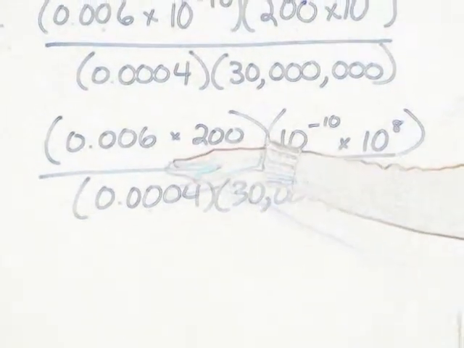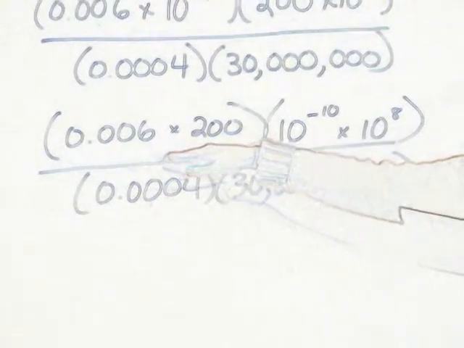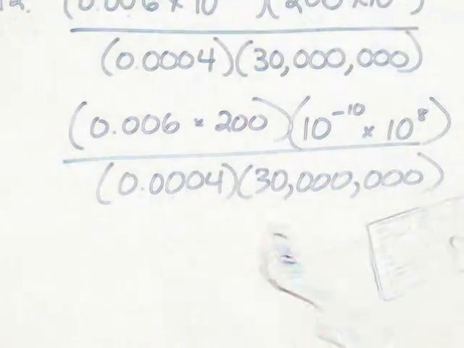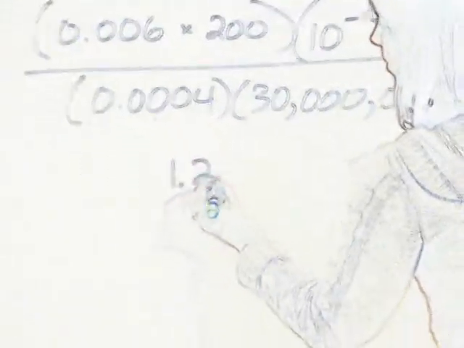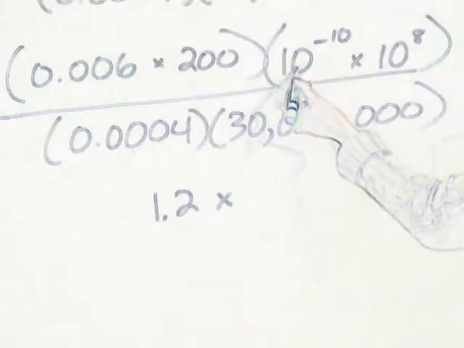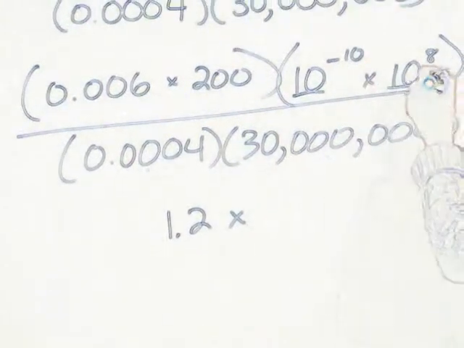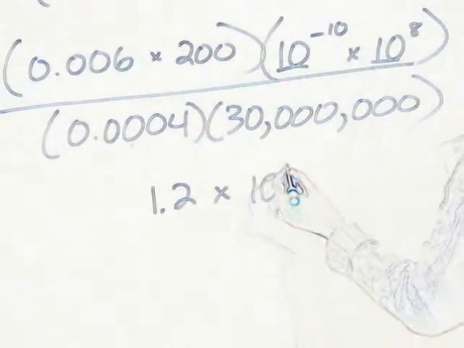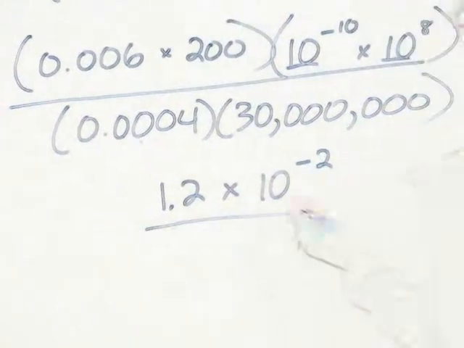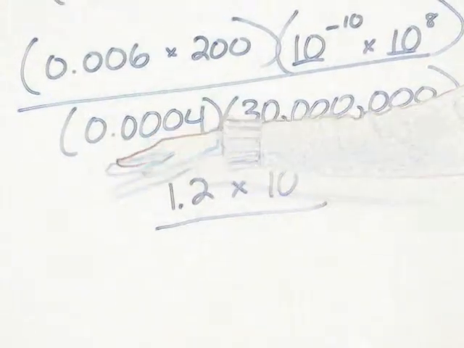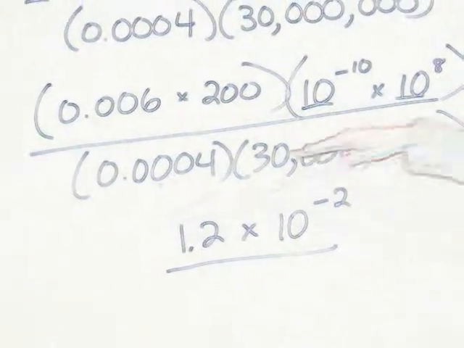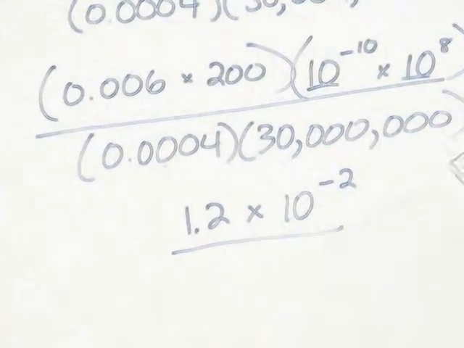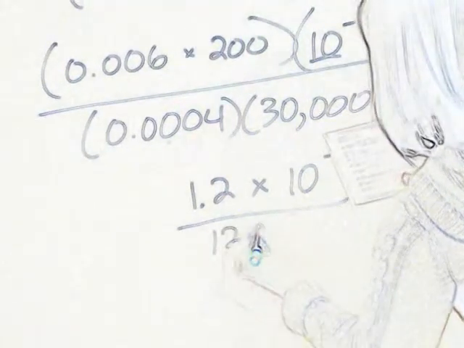Now I can multiply the number part together. If I take 0.006 times 200, I get 1.2. And then the bases are the same, so we add our exponents when we multiply. So we get times 10 to the minus 2. Then at the bottom, believe it or not, we take this big number times this little number times this big number, and we still get 12,000.